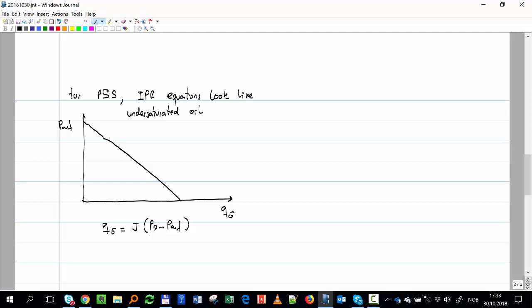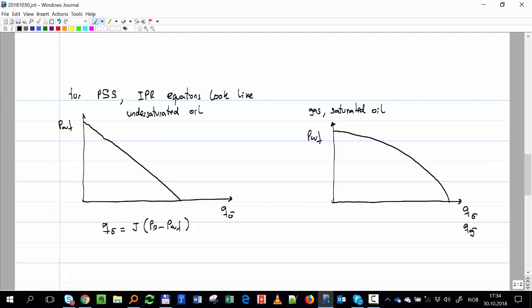However, if you have gas or if you have saturated oil, then the equation won't be a straight line anymore. Q oil or Q gas is going to be curved. And that's what we're going to use today in our flow equilibrium. We will see now some of the reasons for that, but basically it is because of the properties of the fluid that are changing with pressure.